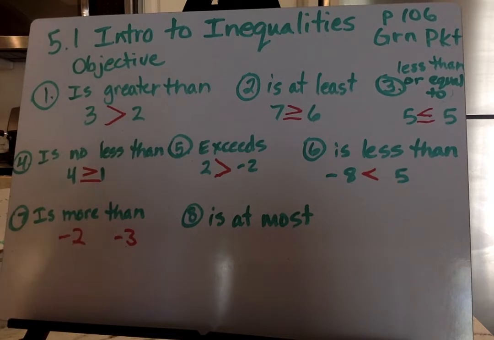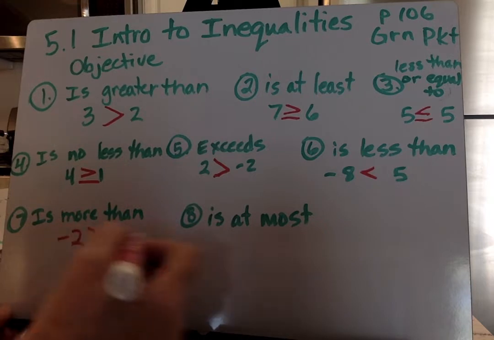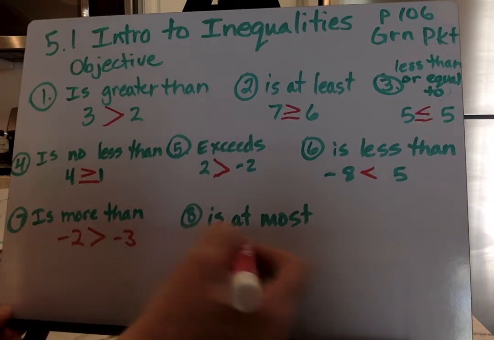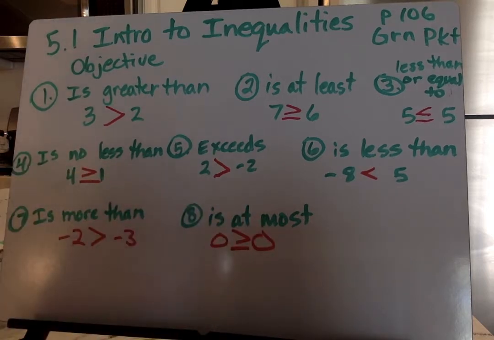Okay. Why don't you try and do 7 and 8? Go ahead and pause the video and do 7 and 8. Is more than. The next one, 0, is at most 0. It's greater than or equal to 0, and that's what you put there.